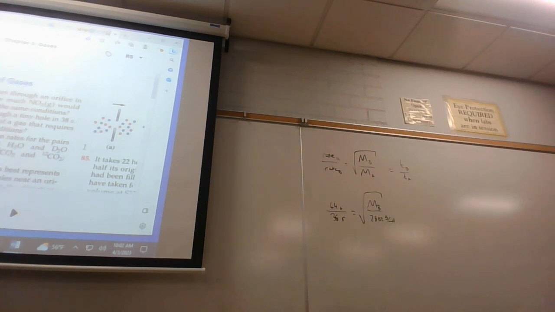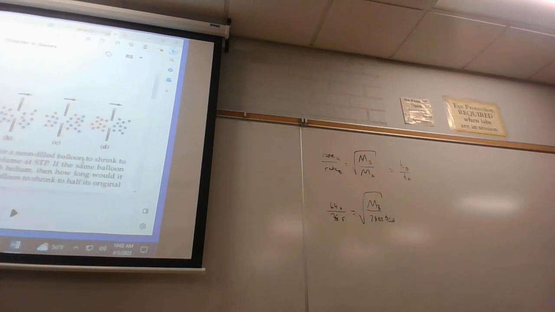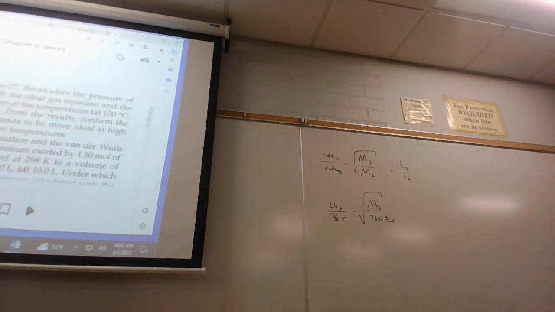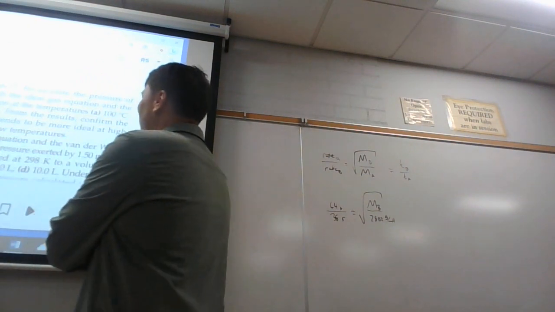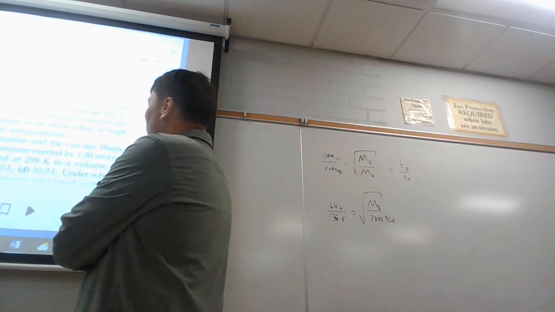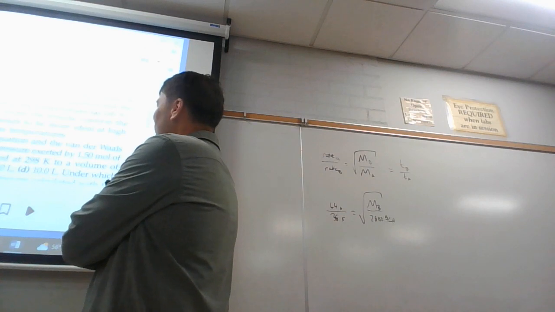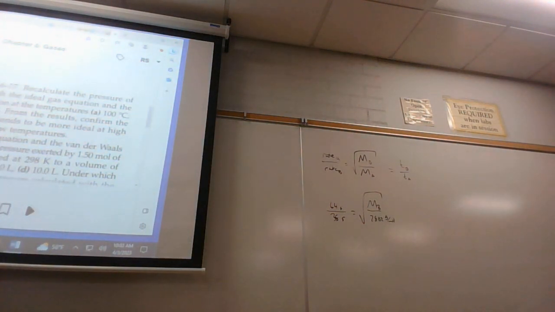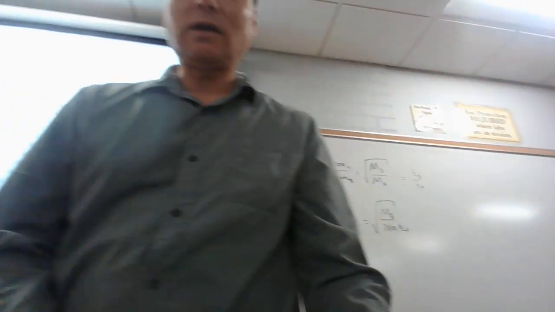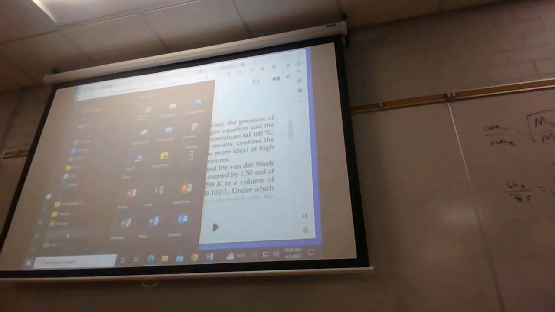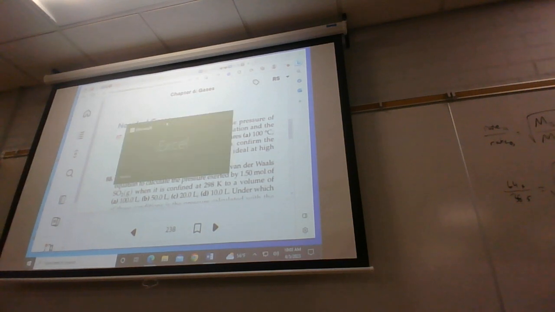Number 87. Recalculate the pressure of chlorine gas by using both the ideal gas equation and the Van der Waals equation at temperatures 100, 200, and 400 degrees C. From the results, confirm the statement that a gas tends to be more ideal at higher temperatures than at lower temperatures. For repetitive calculations, I'd like to use Microsoft Excel. It comes in handy. We're going to make a little spreadsheet here.